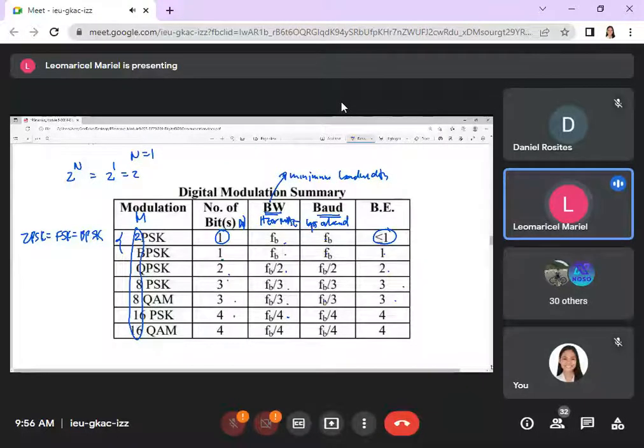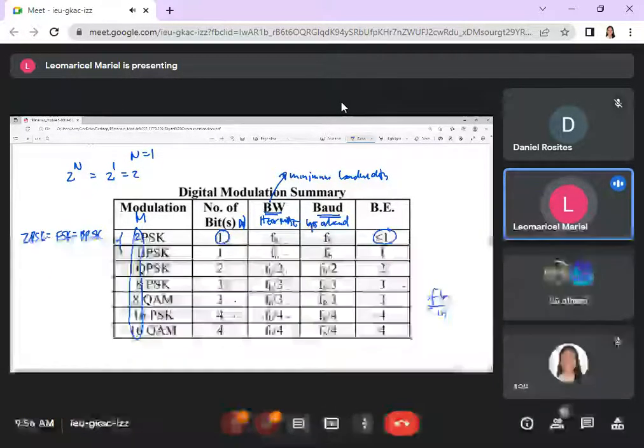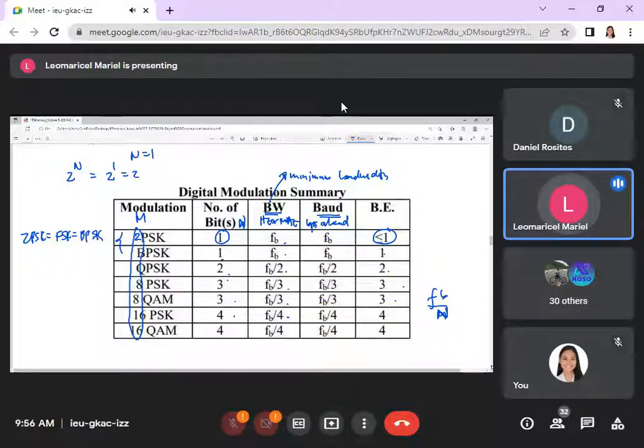Papasinin mo, 4 bits, which is 16 possible combinations. Ang bandwidth efficiency ko is actually FB over N. FB over N, since N here is malaking N. Tingnan mo ito, FB over N. Kung halimbawa 4 bits, binigay ang input bit rate mo, divide mo lang ng 4, makukuha mo ang bandwidth, but make sure your unit is in hertz.